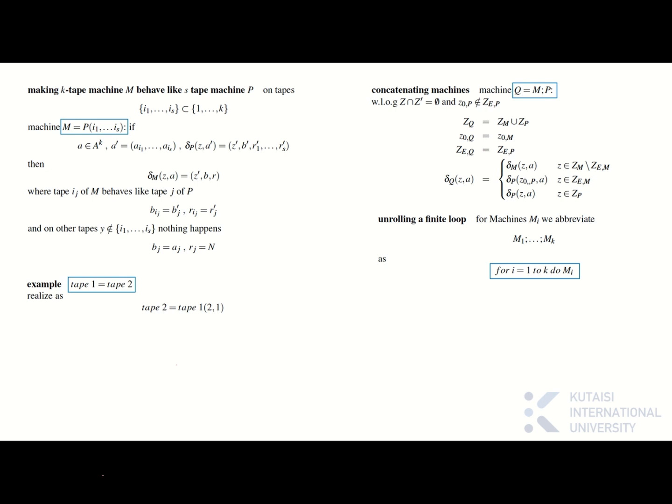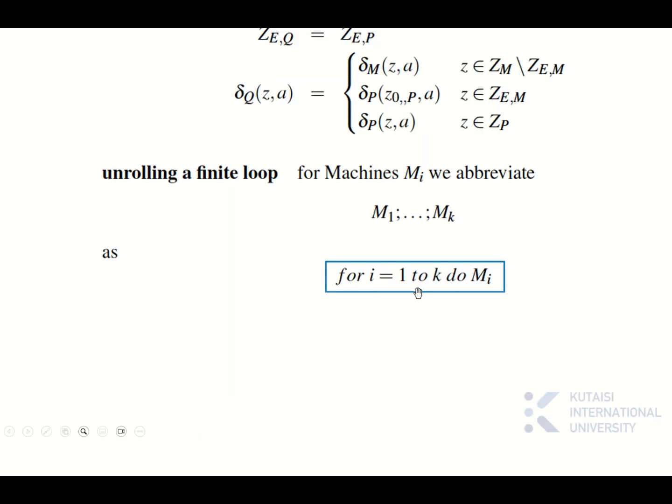But I just want to stress this one more time, that this is not some kind of for loop that is implemented in your computer. This is a Turing machine. It's a concrete Turing machine with the name for I equals 1 to K, do MI. What is this Turing machine? First you do M1. On the output of M1 you do M2. Then you do M3. How? By these delta functions here.